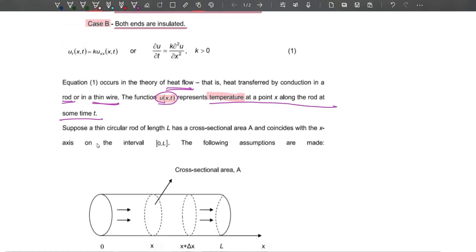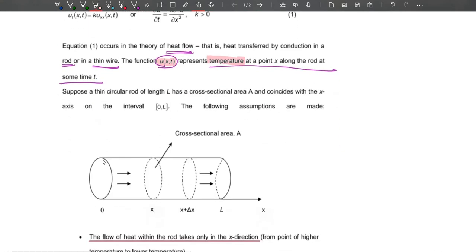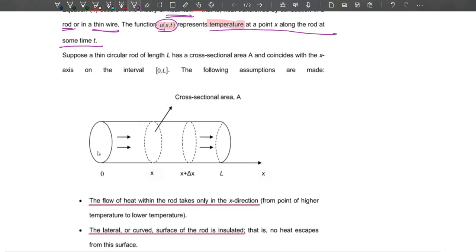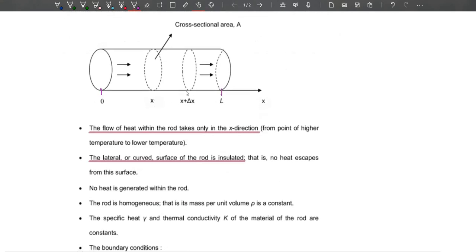Suppose that a thin circular rod of length L, from here to here, has a cross-sectional area A, across anywhere inside the rod, and coincides with the x-axis. On the interval 0 to L, the following assumptions are made. Let's say this is x, and this is x plus delta x. That means there is a change here, which we call delta x.